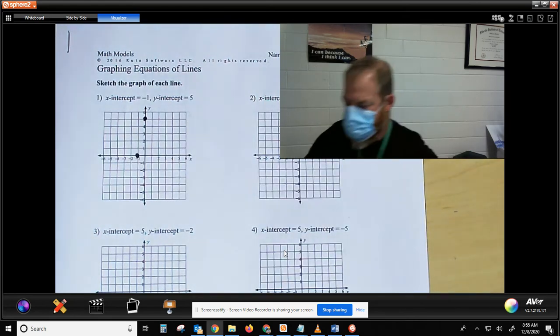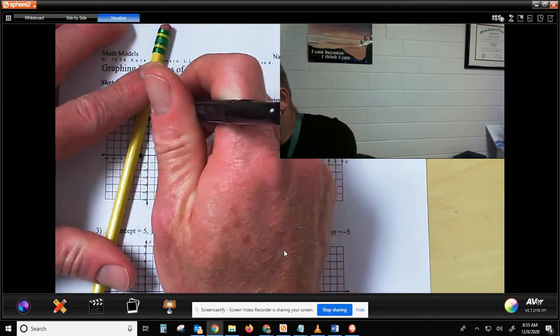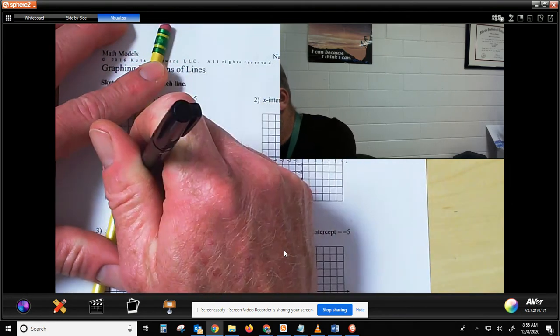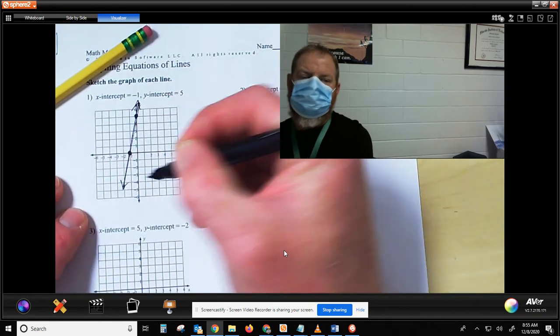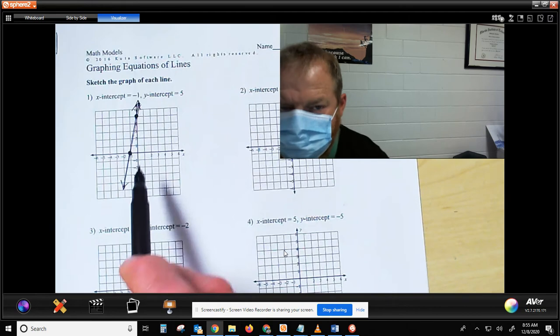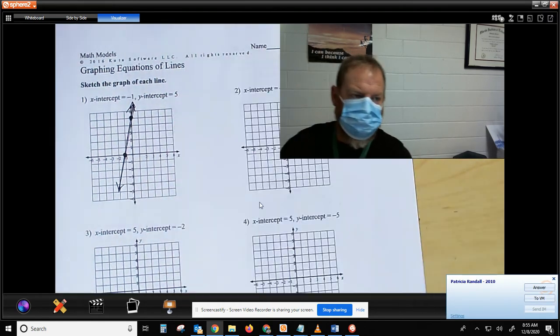Okay. Desperate times. All Mr. Mitchell has is a pencil as a straight edge. So I've now added that. And that is enough. If I have an x-intercept and a y-intercept, I have 2 points to make a line.